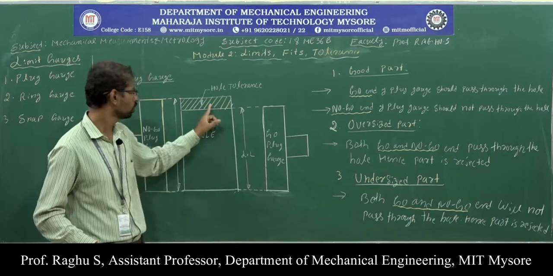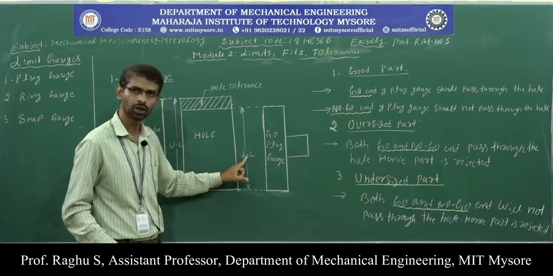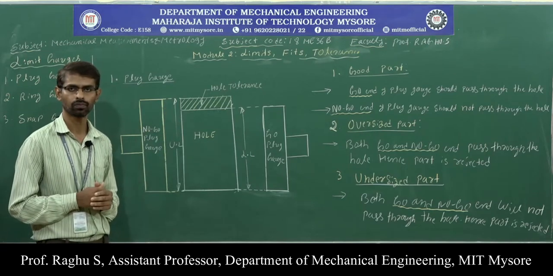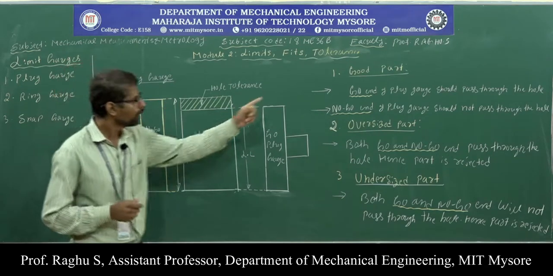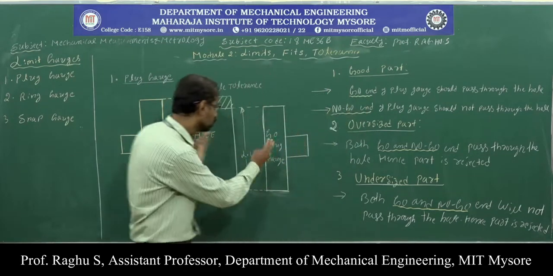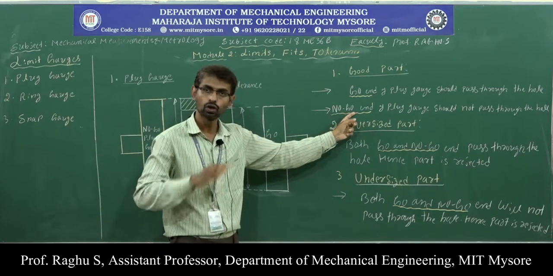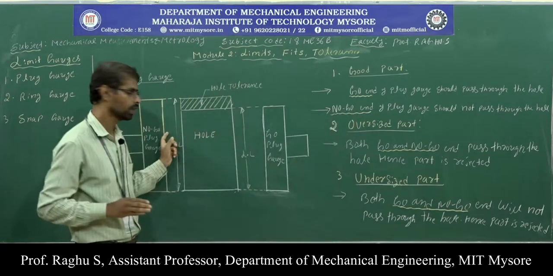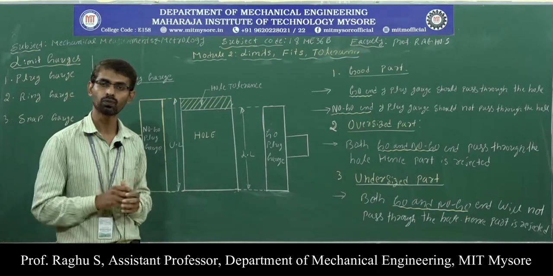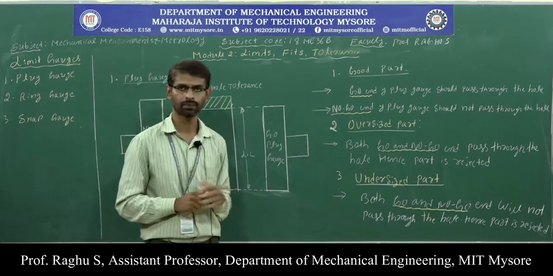Here this is the hole, and this is the hole tolerance. Now the go plug gauge corresponds to the lower limit of the hole and the no go plug gauge corresponds to the upper limit of the hole. For acceptance of the part, the go end of the plug gauge should pass through the hole and the no go end of the plug gauge should not pass through the hole. Then only we can accept the part. That means the part is manufactured within the specified tolerance. So this is a good part when this condition is satisfied.